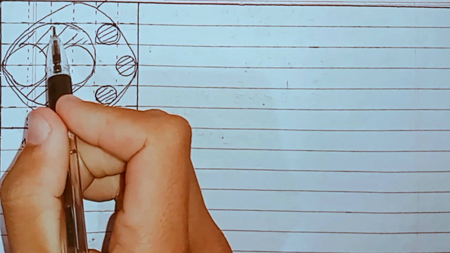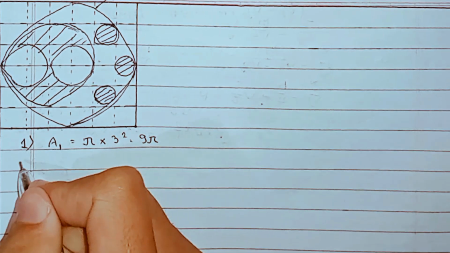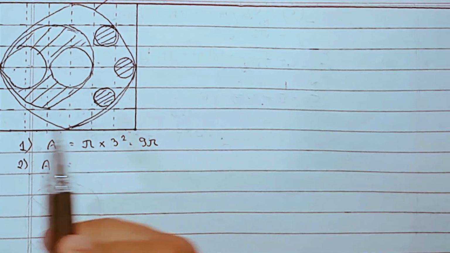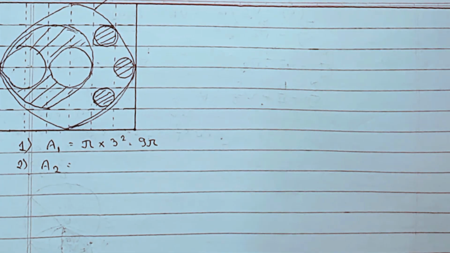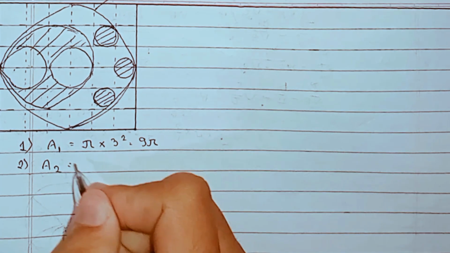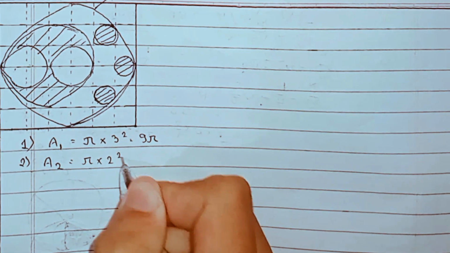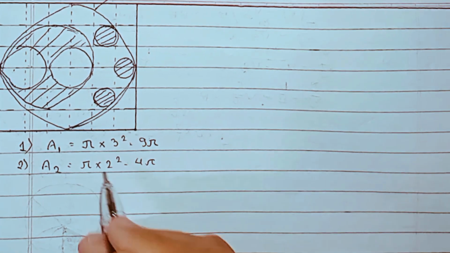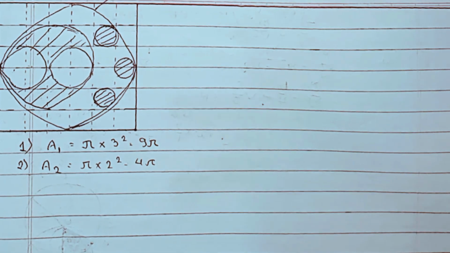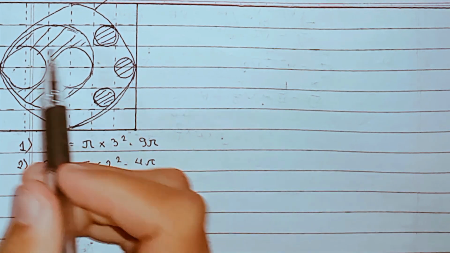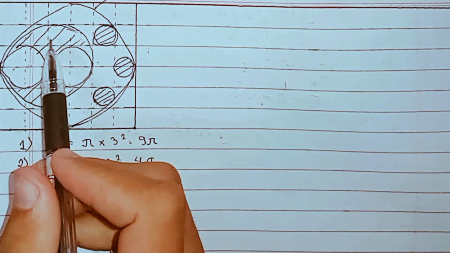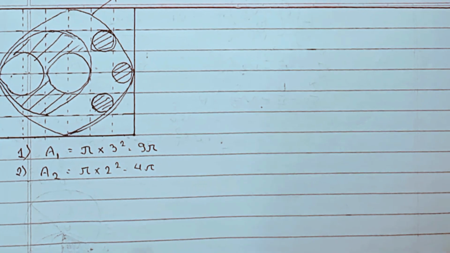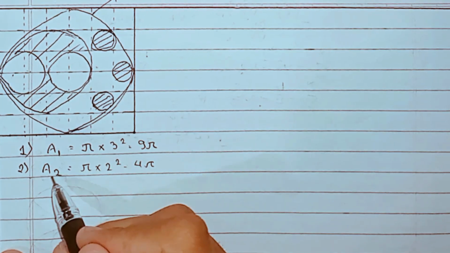Now let's look at the second bigger circle. The second bigger circle a2 has a diameter of 1, 2, 3, 4 units, so its radius will be 2 units, which gives pi into 2 square, equals 4 pi. Now we have to find the area of the unshaded region. So to find the area of this unshaded part, we must subtract the area of this shaded part. Sorry, I think I made a mistake. We have to find the area of the shaded part. So the a2 area is the whole area.